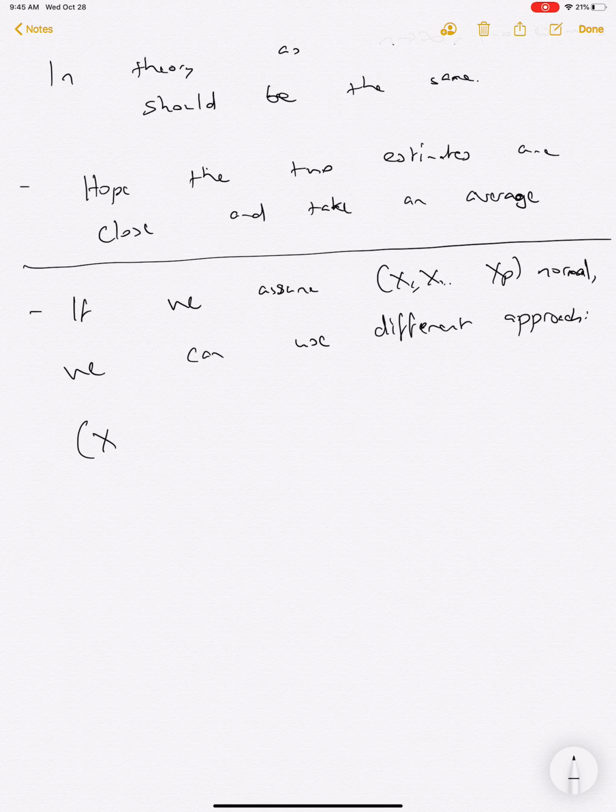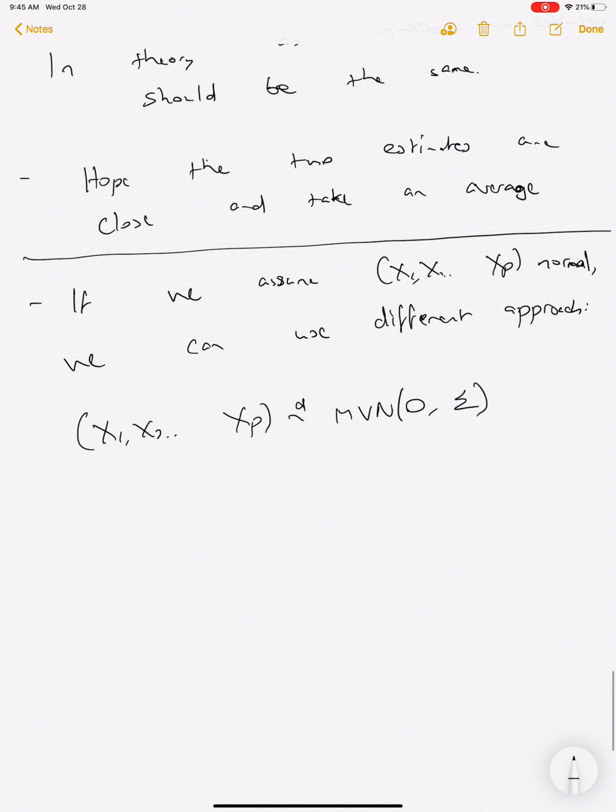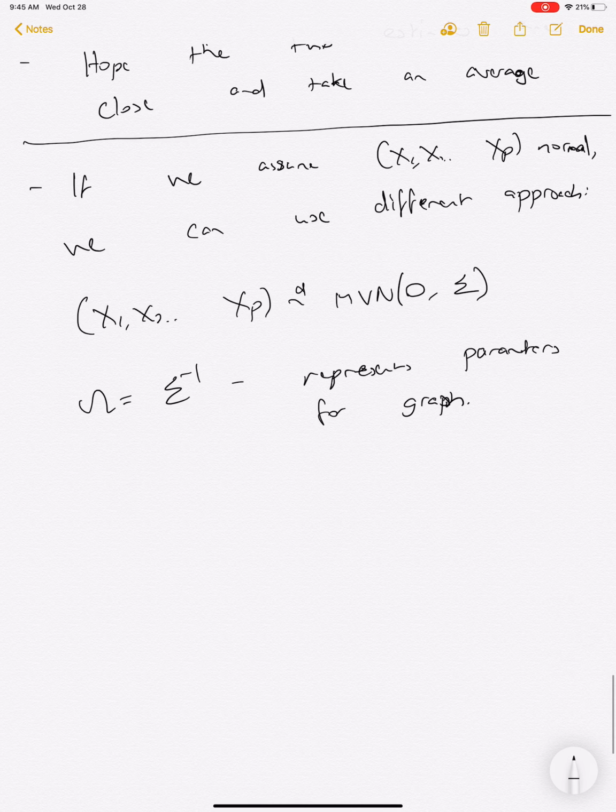So remember that the alternative way to parameterize things, if we have a multivariate normal, is that this is multivariate normal. Once again, I'm just going to assume the mean is 0. If you subtract off the mean, then you effectively get the same thing. And so we know that omega equals sigma inverse and represents the parameters for the graph. Okay, and so this leads to an area that has gained some interest recently, which is inverse covariance estimation.